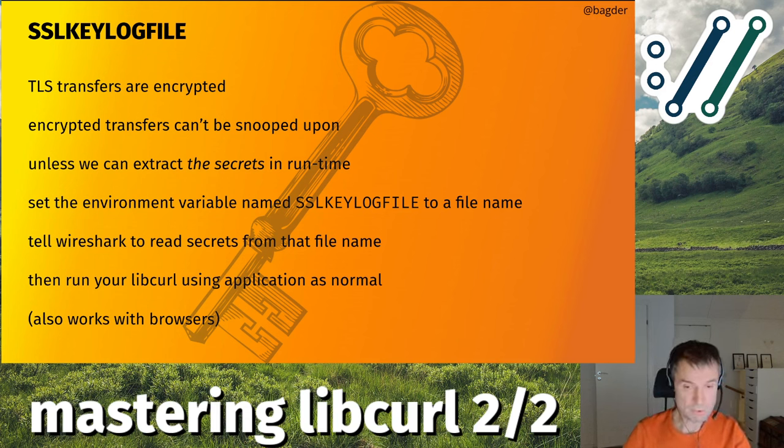So of course, when you do things using TLS, everything you do is encrypted, right? So you can't snoop on the transfer. You cannot use tools like TCP dump or Wireshark out of the box and just see what's going on over the network, because everything there is encrypted on purpose, right? That's the whole idea, that you shouldn't be able to snoop on it. But sometimes you want to do it anyway because you want to see what's going on. You want to track down a problem.